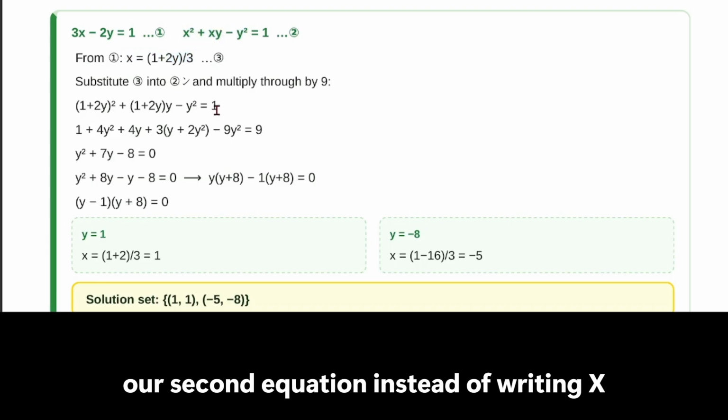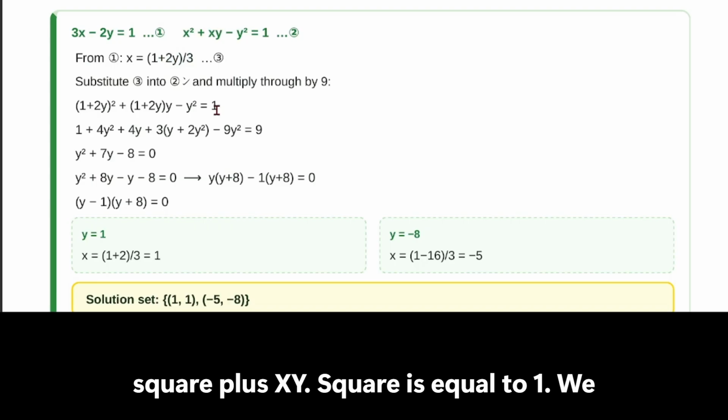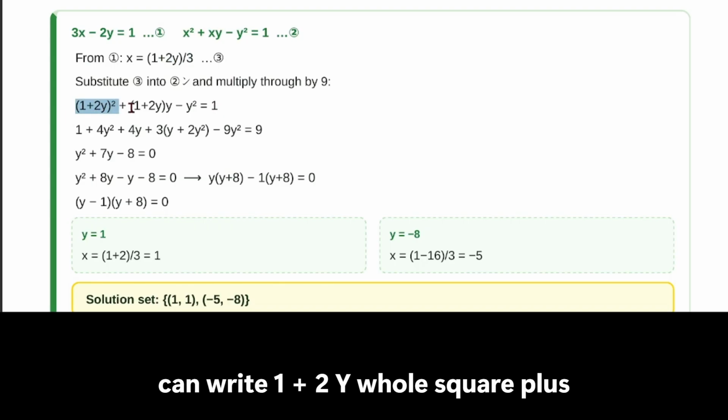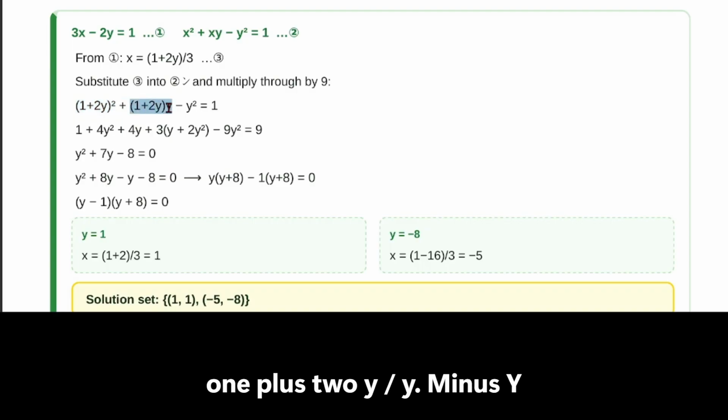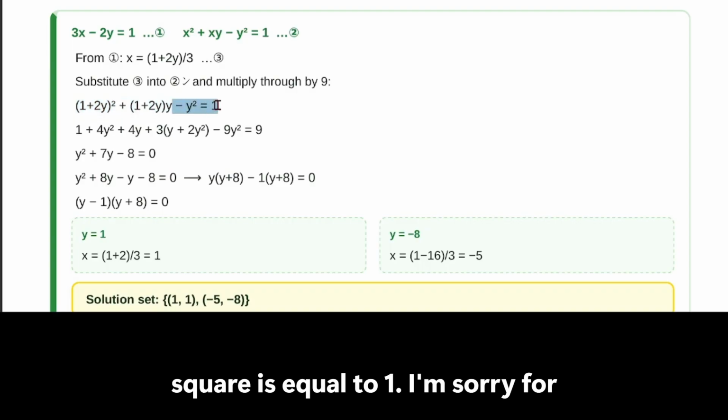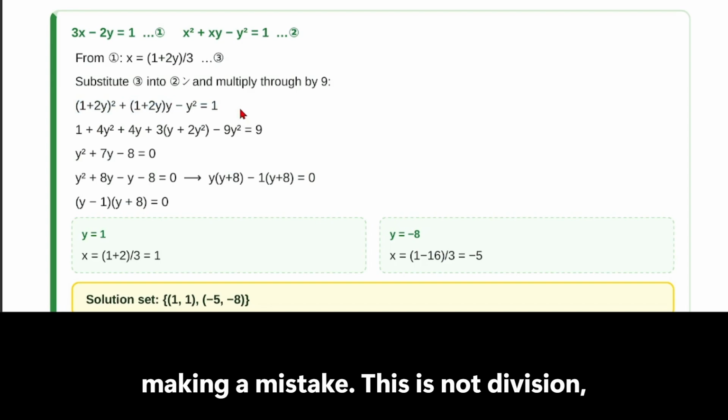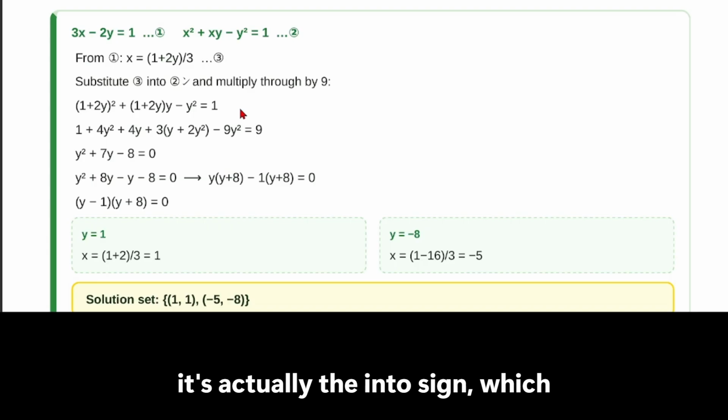Instead of writing x squared plus xy minus y squared is equal to 1, we can write (1 plus 2y) whole squared plus (1 plus 2y) into y minus y squared is equal to 1. I'm sorry for making a mistake. This is not division. It's actually the into sign, which means multiplication.